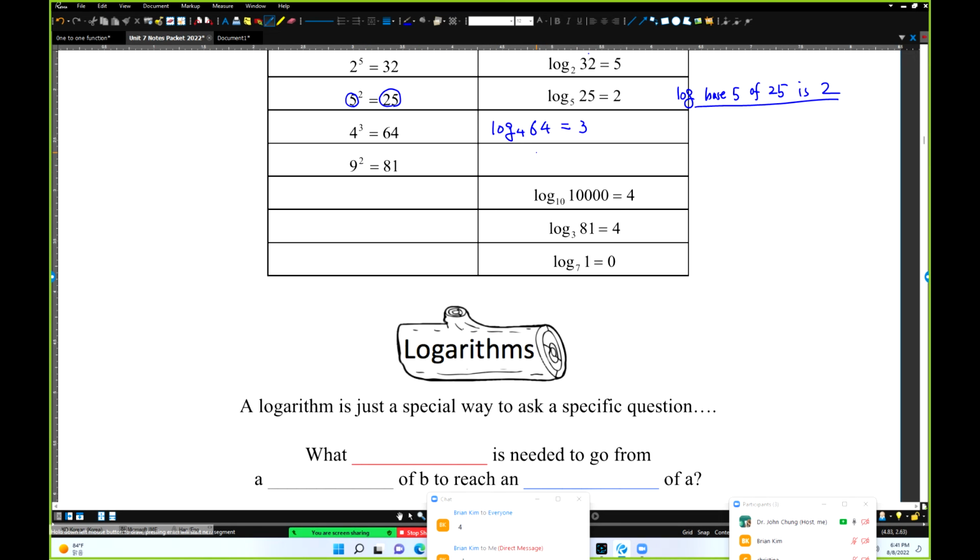Now change into log form, okay? So log base 9 of 81 is 3 equals what is that? Exponent 2. Okay?